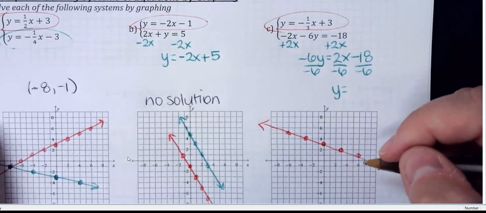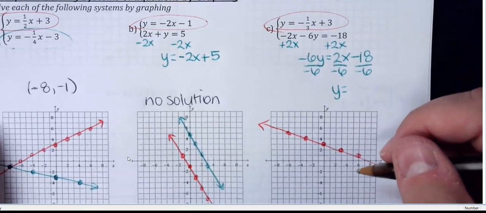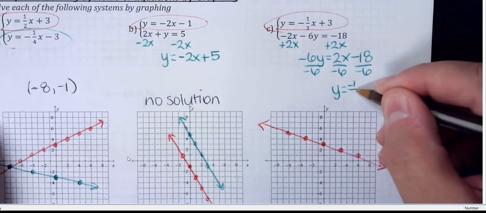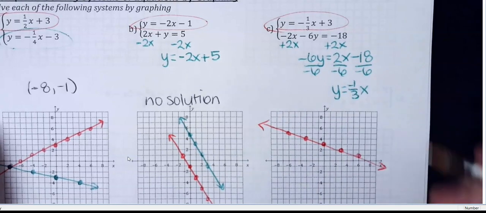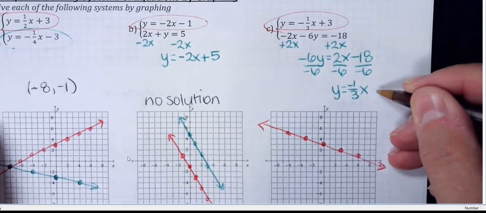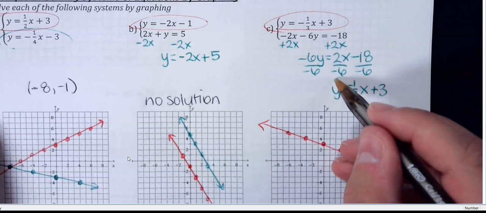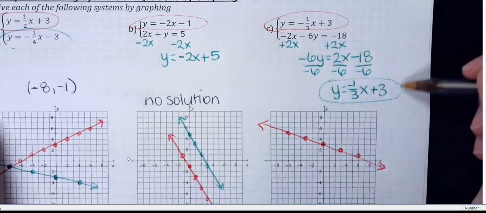What would 2 over negative 6 reduce to? Negative 1/3. All right, so there's my slope, negative 1/3 with the x next to it. And then negative 18 divided by negative 6 would give me what? Plus 3. Okay, now, what did we notice about that?